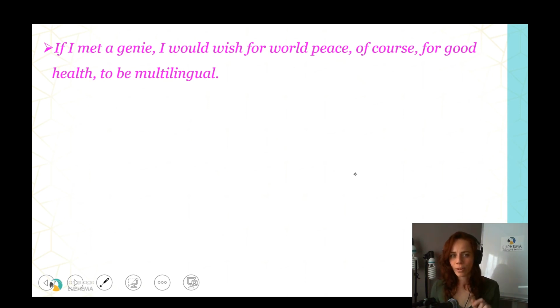Maybe some of the words in the sentence are not clear to you, but just focus on the structure now, yes? After if, there is met. So past simple of meet. And in the second part is would plus infinitive. So I would wish for those things. Clearly second conditional. Now, regarding the meaning, let's focus on this word genie.